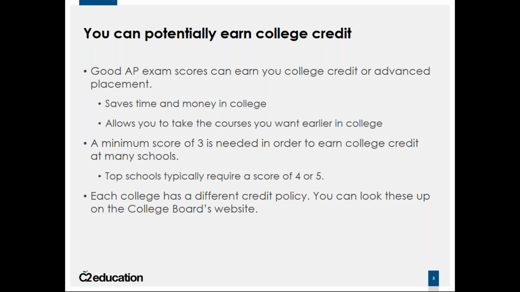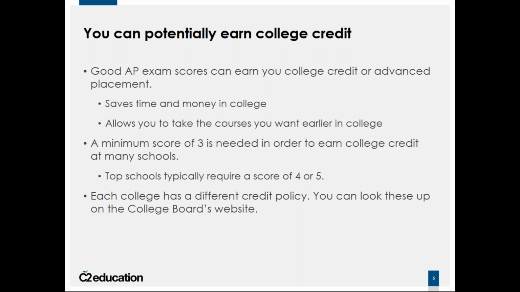But that's really one of the big benefits. It saves you time because you get to take courses that you want to take earlier, because you can pass out of a course. It saves you money. Usually the way most colleges calculate cost is dollars per credit. So if you get to pass out of 3 credits, that's 3 fewer credits you have to pay for.